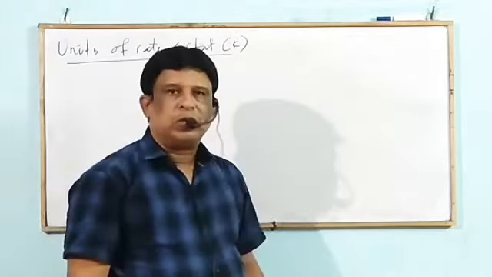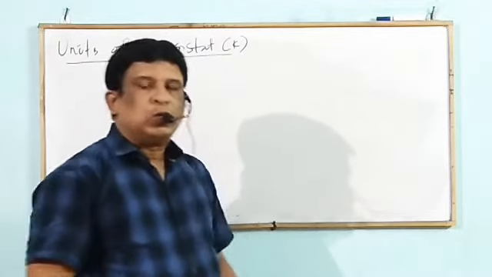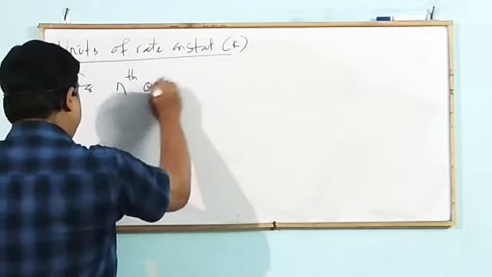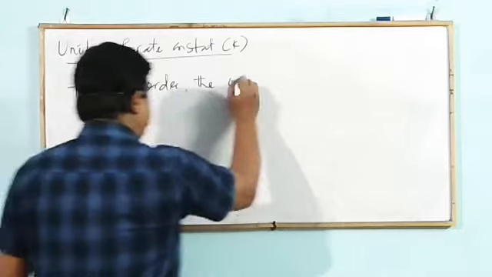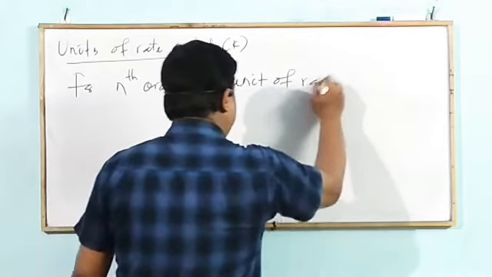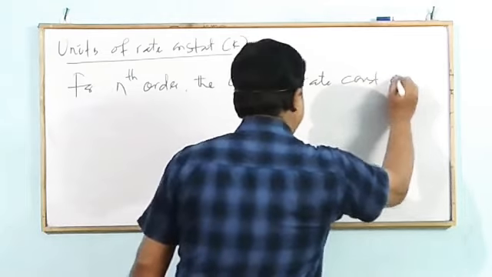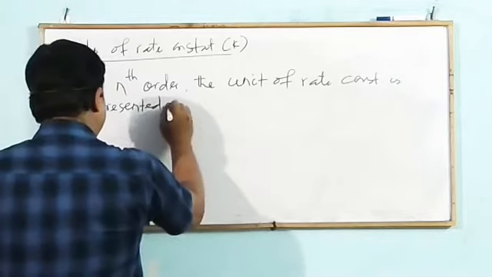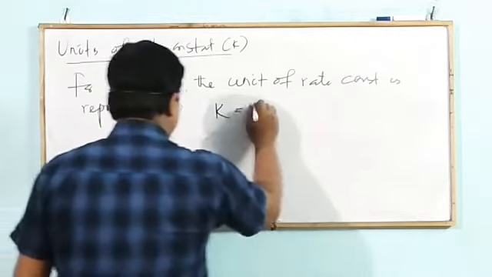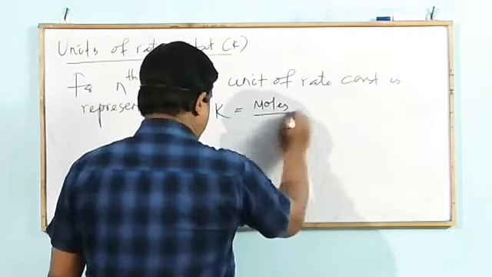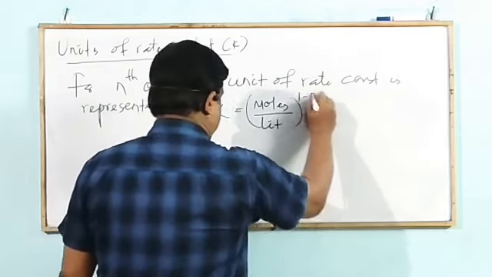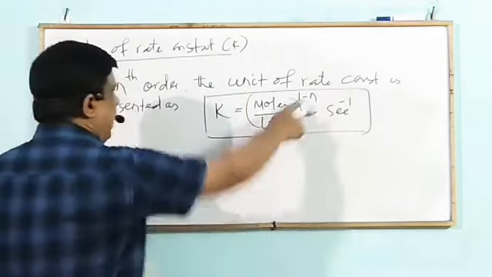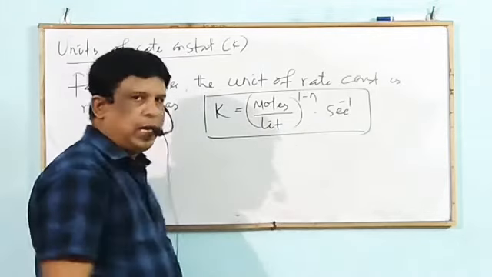That is, the unit of rate constant depends upon the order of reaction. So for nth order, the unit of the rate constant is represented as K is equal to moles per liter to the power 1 minus n, second inverse. Mark that. I repeat again, where n is known as the order of reaction.